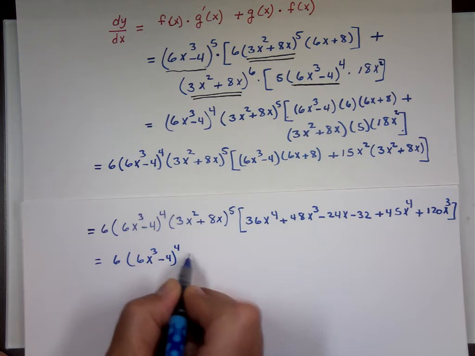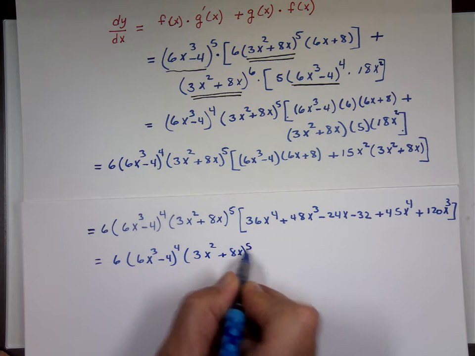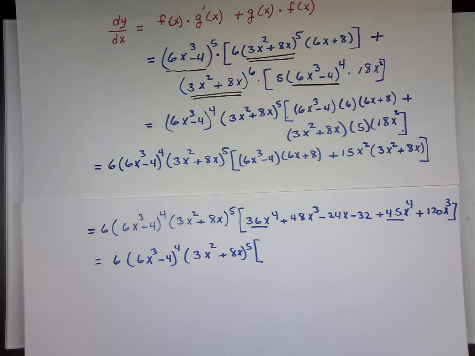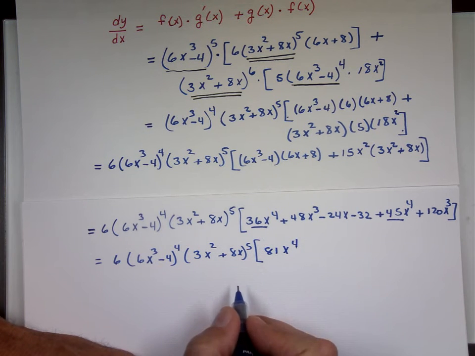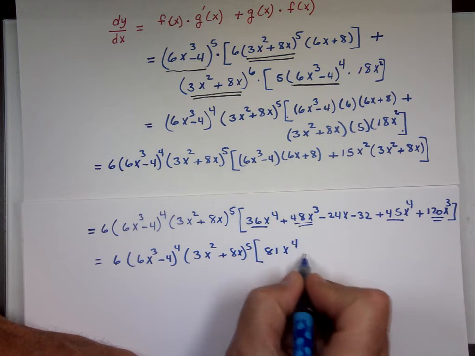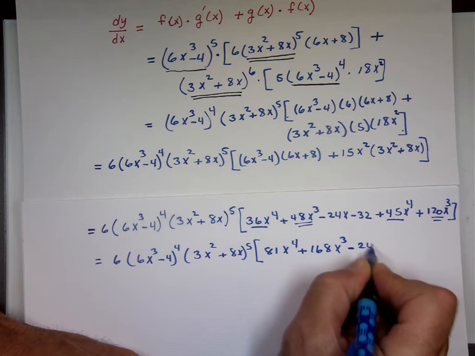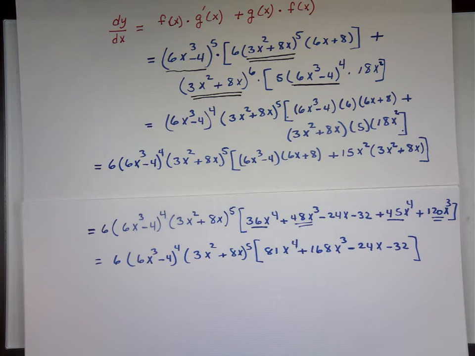Again, this is really nothing to do with calculus at this point. What's 36 plus 45? Is it 81? What is 48 plus 120? Is that 168? X cubed minus 24x minus 32. And I'm not doing any more. I'm not trying to factor, and I'm happy with the answer. I should have stopped right here. And I said, this is perfect.